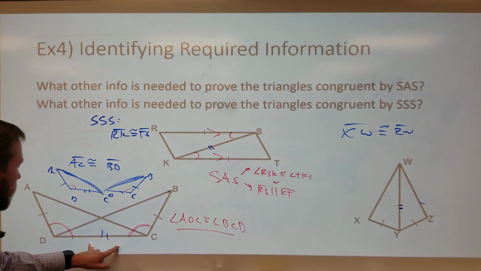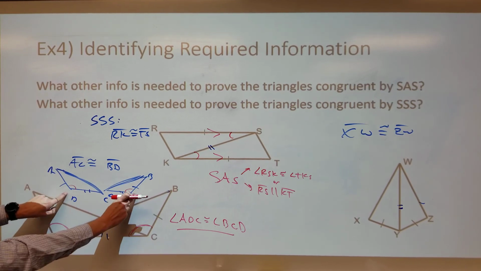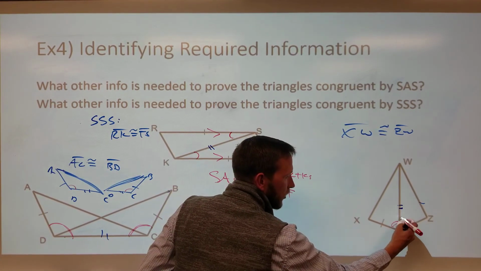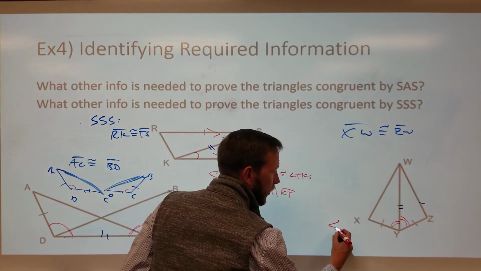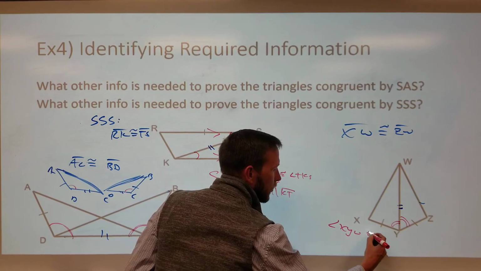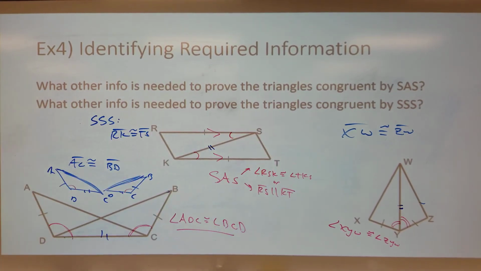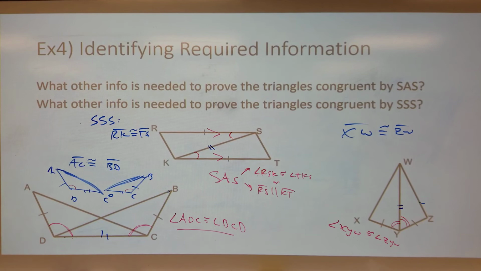If you have this information, then you can say that you've got a pair of sides, pair of angles, pair of sides, and the angle included between the sides. And for this last one, kind of the same deal. We need these angles here around point Y to give us side, angle XYW, and angle ZYW. Okay. If you're able to identify what information you need, then it lets you power through your proof.